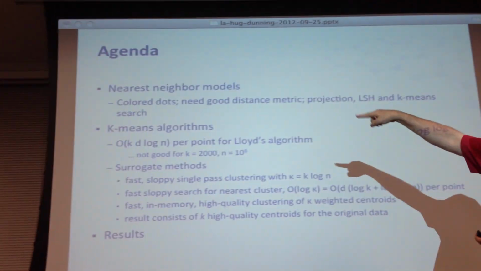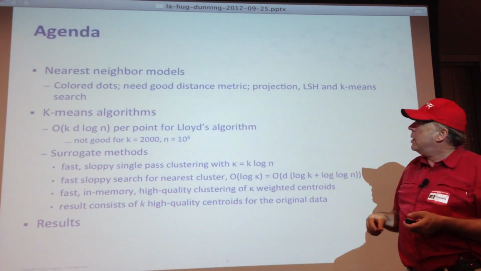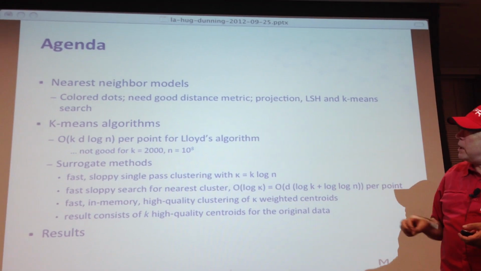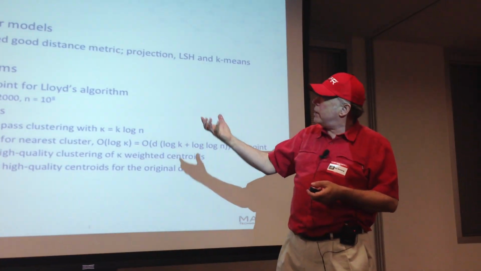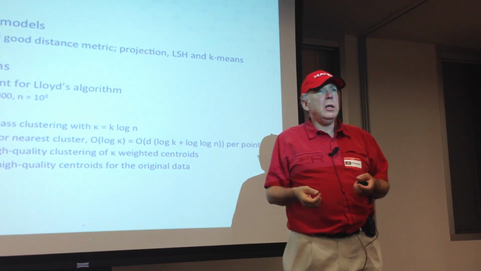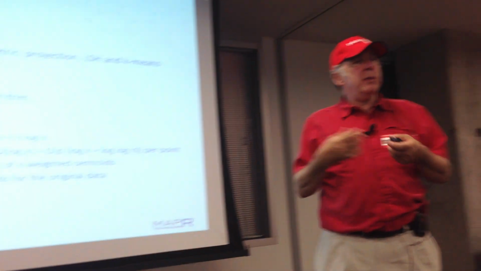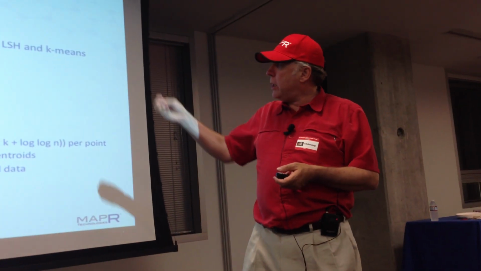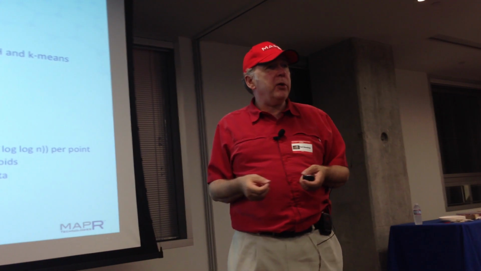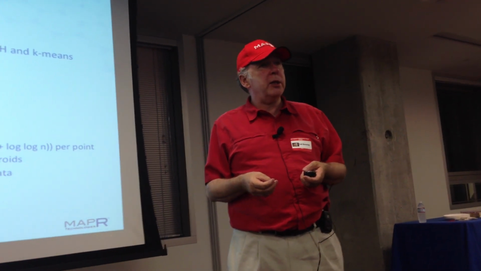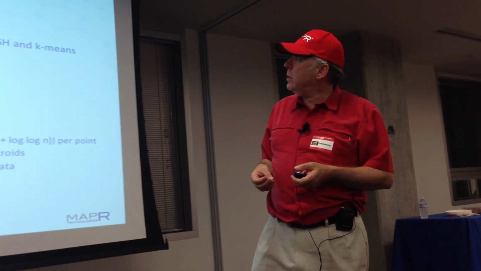So I'm going to talk about nearest neighbor models a bit more. I'm going to talk about k-means algorithms and why the standard algorithm is not so good, and this class of what we call surrogate methods or streaming k-means algorithms and how they actually work. And I'll provide a few results, not a whole lot yet because it's new. And that's the way new things are.